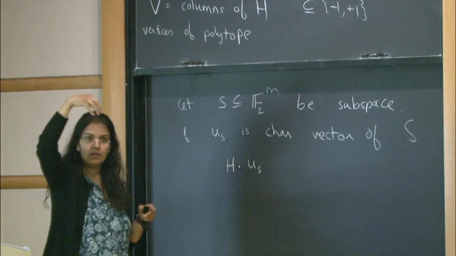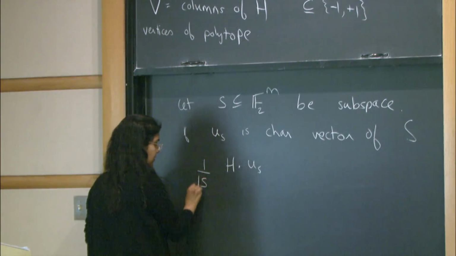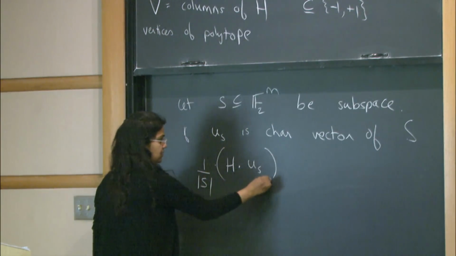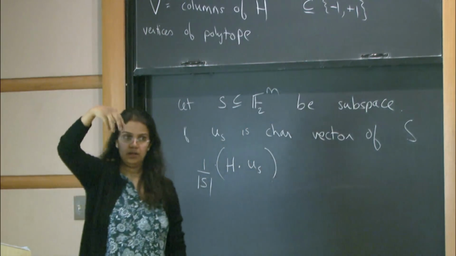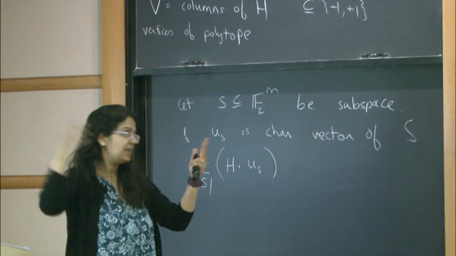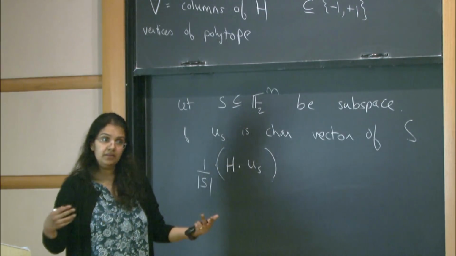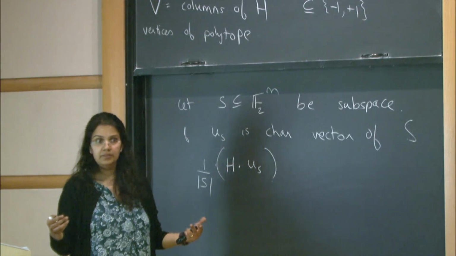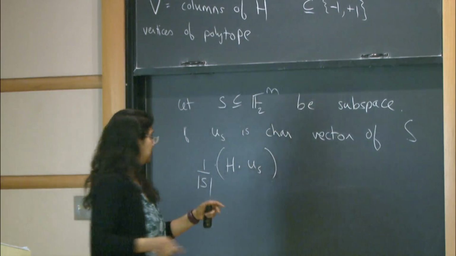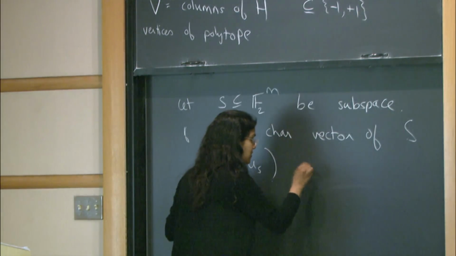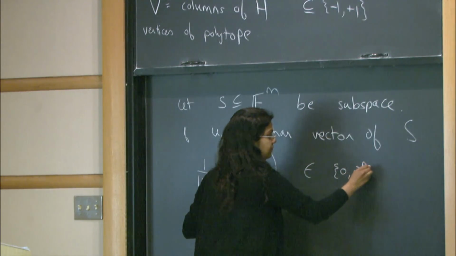So I'm just taking, and let's do 1 over size of S times this. So I look at all the columns indexed by the subspace, and I take their sum and I divide it by the size of the subspace. So I take the uniform convex combination, and I get a real vector, right? Because I took a bunch of vectors in the reals, I sum them, I took the uniform convex combination, and the claim is this belongs to {0,1}^N.